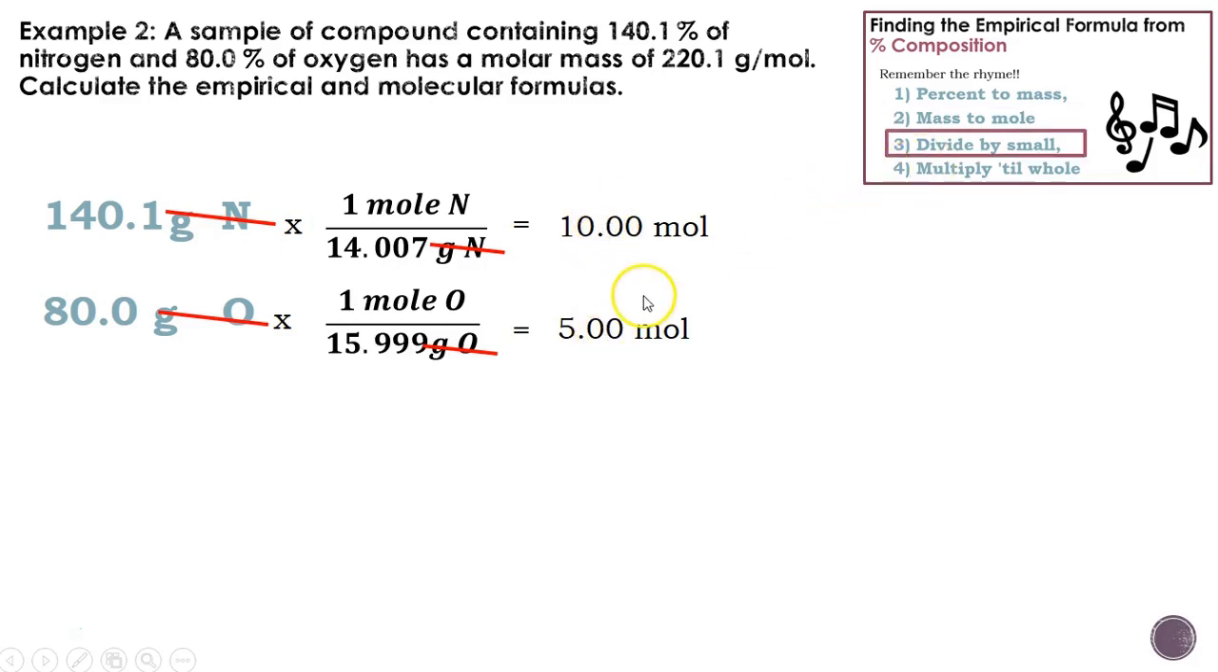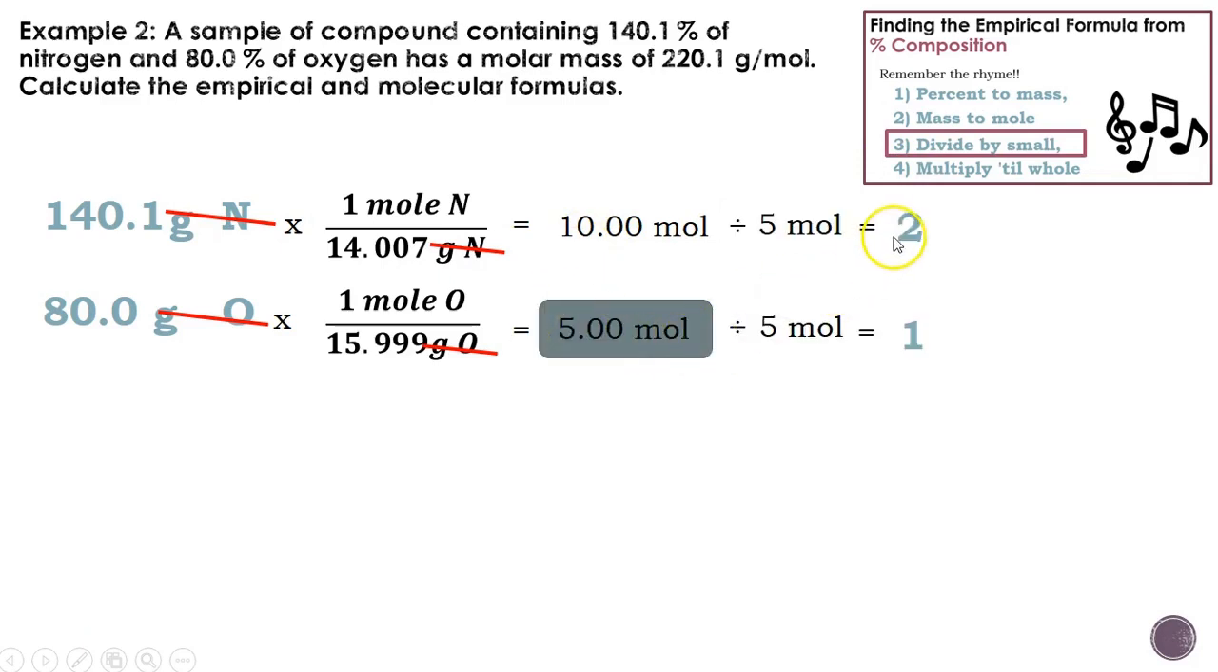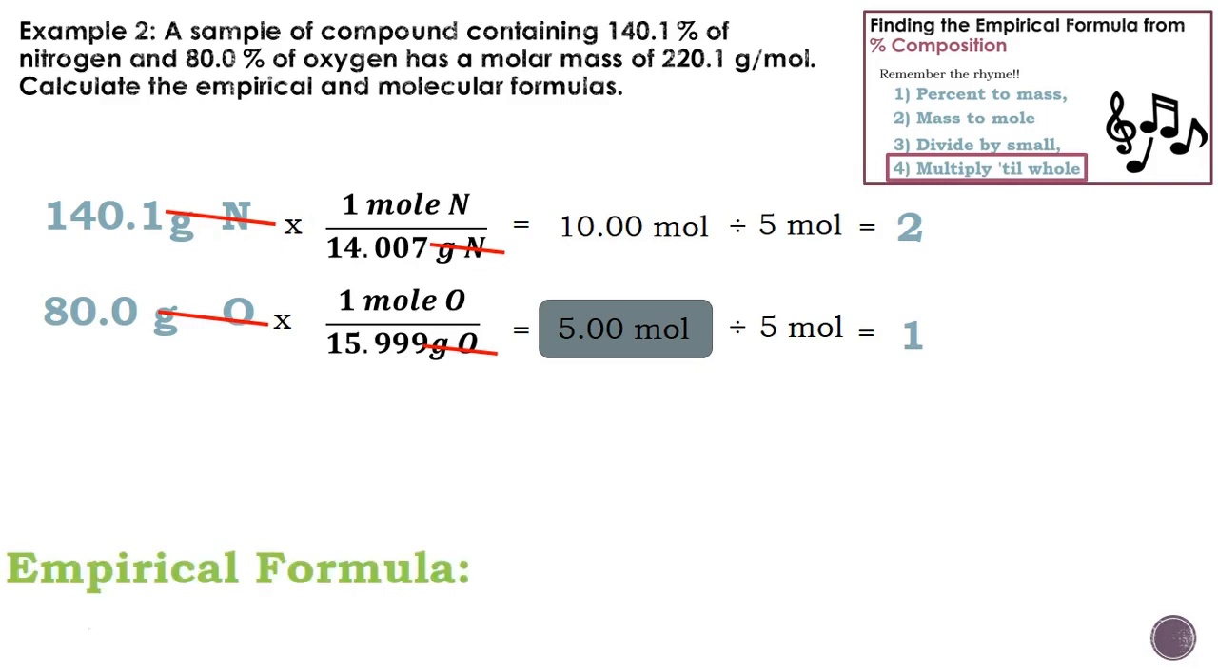Then you want to divide by small. The smallest number here is 5.00 mole. When you divide that, you're going to see you get 2 and 1. Then if you need to, you want to multiply till whole. In this case, we don't have to, so we can just use our subscripts for our empirical formula.